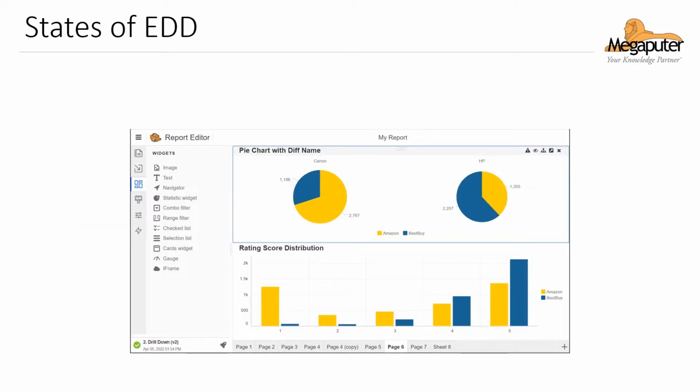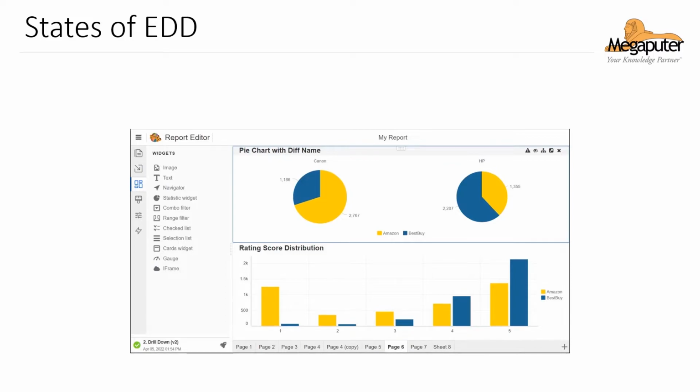Let's go over an example of the EDD states for the following components. We have some additional related analysis for our printer reviews, where we're viewing a component with two pie chart slices, which compares the percentage of Amazon versus Best Buy reviews for each printer brand, so either Canon or HP. On the bottom, we have a bar chart of the reviews according to their star rating, split by the review source, so either Amazon or Best Buy.